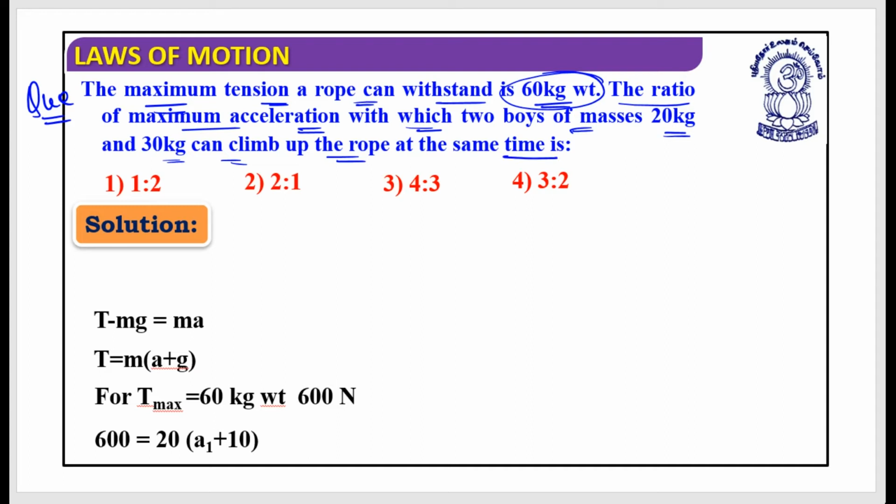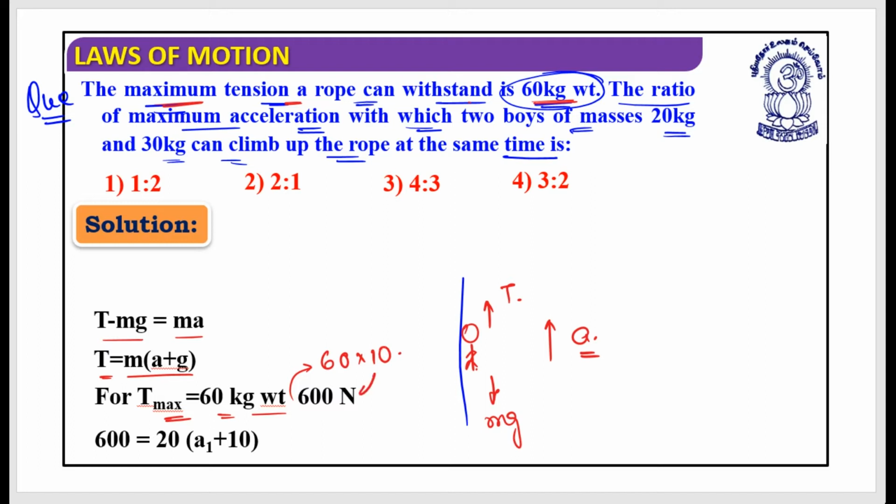So what you are supposed to do is, let's suppose this is the rope and here a boy is there. He is moving in the upward direction. This is T, this is mg, and he is moving upward, so this must be the acceleration. This can be written as T minus mg equals ma, and that's why we can write T equals m into (a plus g). Now it says that the maximum tension a rope can withstand is 60 kg weight. So T max equals 60 kg weight, which is 60 into 10, equivalent to 600 Newton. So this is the T max.